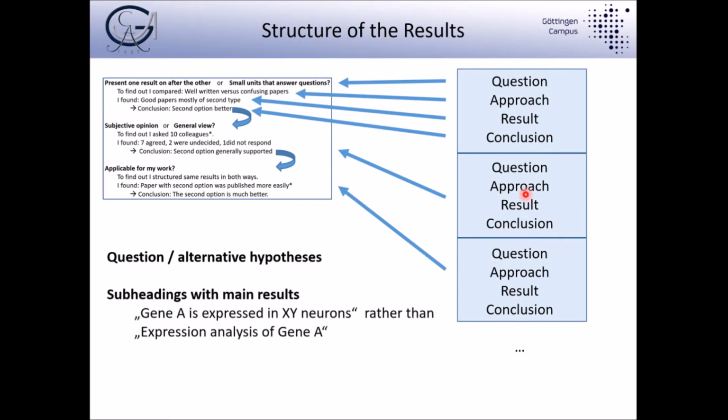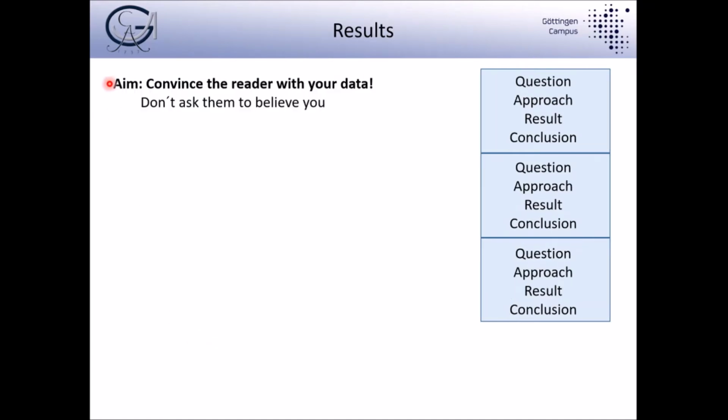One way of structuring the results section in these little sections could be to have a little subheading for each of them or for subgroups of experiments, and the subheading would already have something like the main conclusion in it, like "gene A is expressed in neurons" rather than "expression analysis of gene A." Some more facts about results.